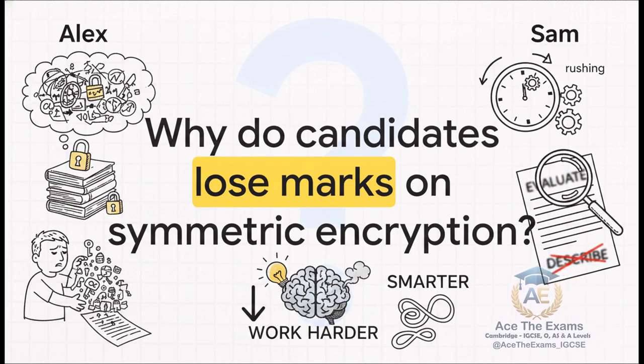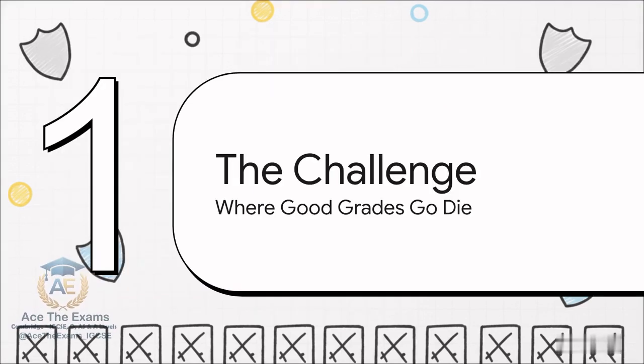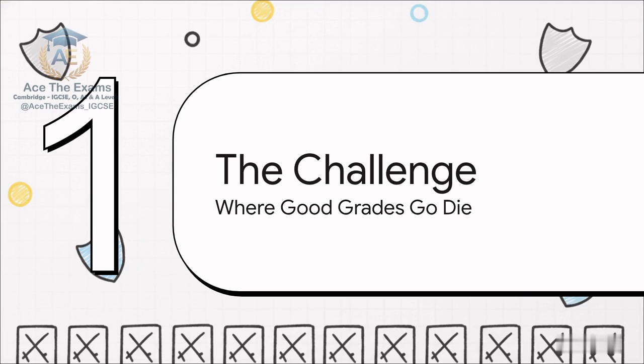Today, we're going to break down exactly what they are doing wrong and more importantly, how you can completely avoid their fate. All right, so here is our roadmap for today's masterclass on unlocking those maximum method marks. We're going to quickly cover 5 things. Number 1, the challenge. Number 2, the strategy reveal. Number 3, the transformation. Number 4, an interactive workshop to test your skills. And finally, number 5, the final blueprint.